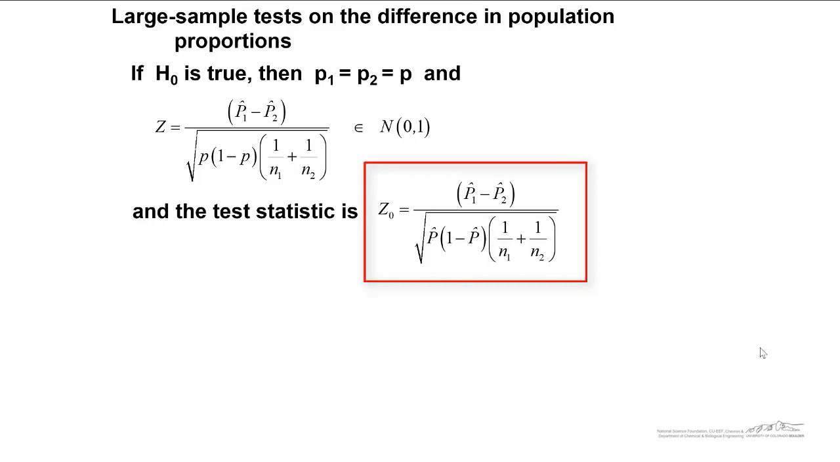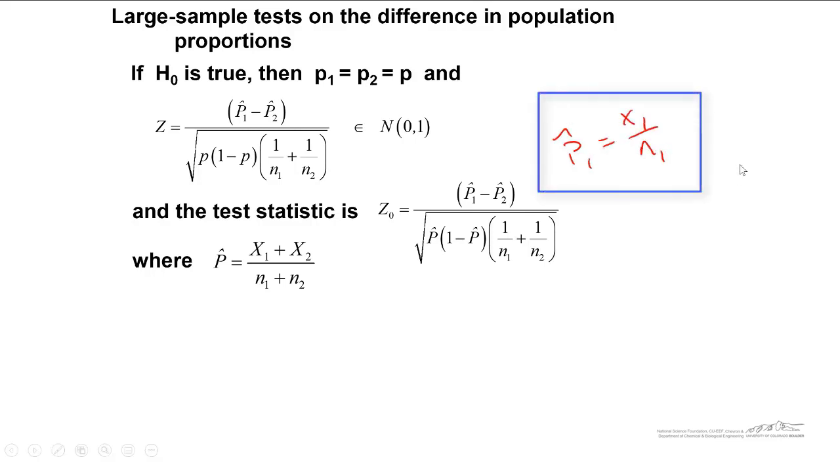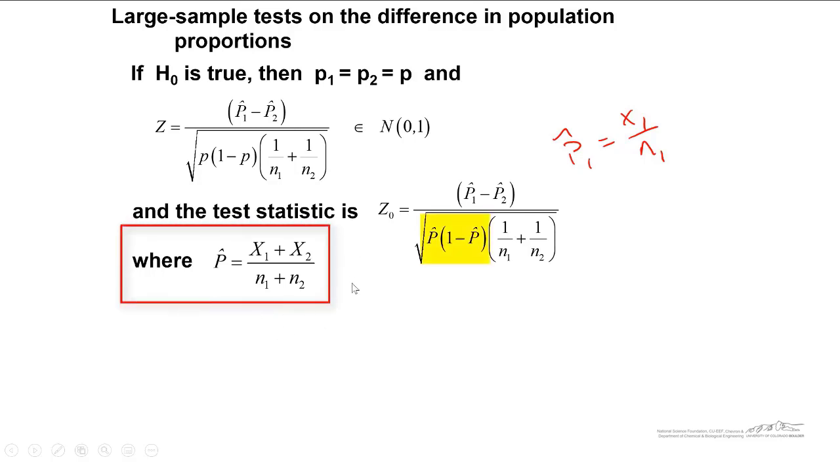Z0 uses P1 hat. Whenever we have a hat, that's our experimental observation, so we can calculate P1 hat equal to x1 divided by n1, and similarly for P2 hat. We have a lumped proportion, P hat, that's just the total number of successes out of the total number of trials. So it's sort of like an overall success rate.